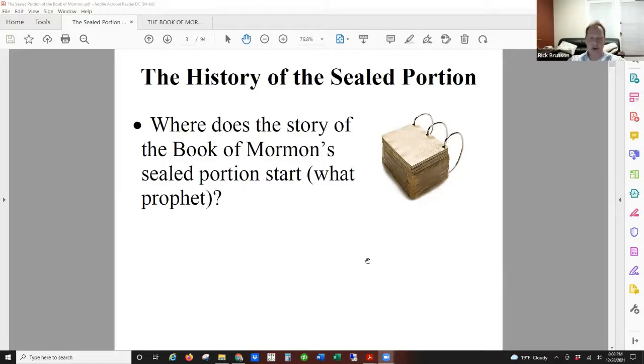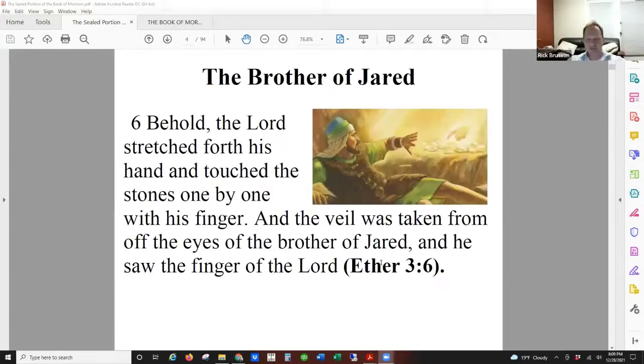So, question for you guys, where does the story of the Book of Mormon's sealed portion start? What prophet does it start with? Anyone know? Moroni? No. Good guess. Any other guesses? All right, so the sealed portion of the Book of Mormon. Oh, we got another guess? Omni. Not quite. The brother Jared.